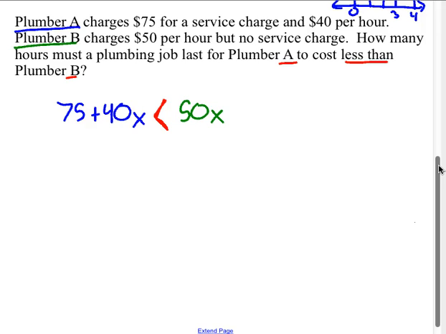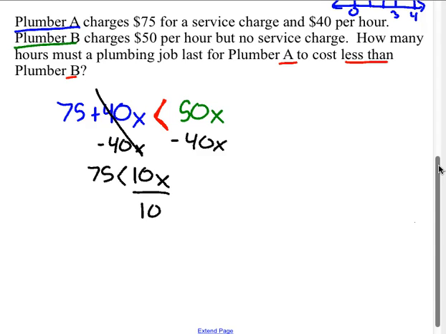And now from here, I just have an inequality to solve. So I have my x's on both sides. So I'm going to subtract off the 40x from both sides. So 75 is less than 10x. Now divide by 10.